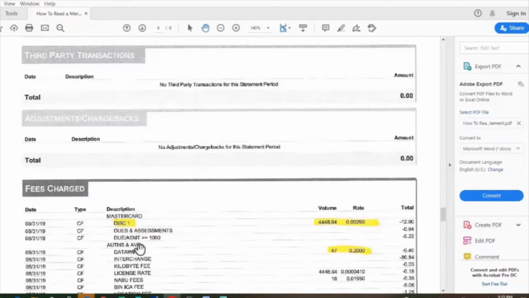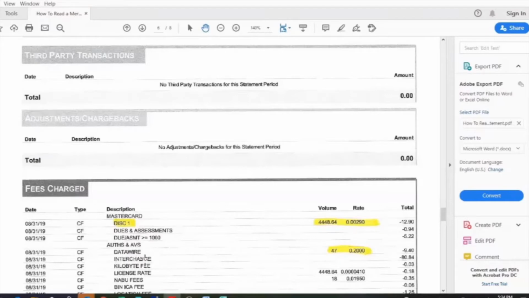And then we have an authorization fee or transaction fee. It's called data wire. Data wire is somehow transmitting the transaction, so they call it a data wire fee. It's really an authorization transaction fee. 47 transactions at 20 cents, $9.40 added to the $12.90 here. That is going to the processor.